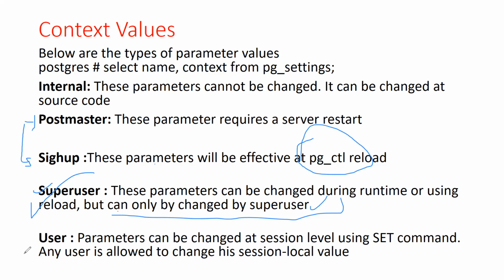Then is the user level. User level is the parameter which can be changed at a session level, at a local level, or at a user level. Any user is allowed to change this parameter. No restart is required, nothing is required. This is a user level parameter, the simplest to change. No restart required, no reload required, no super user access required. So there are 5 kinds of parameters.